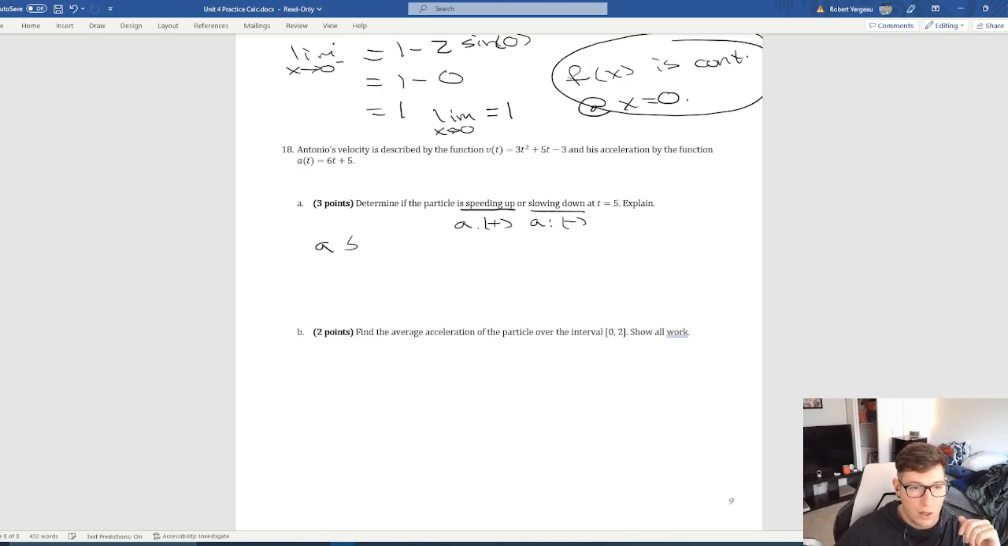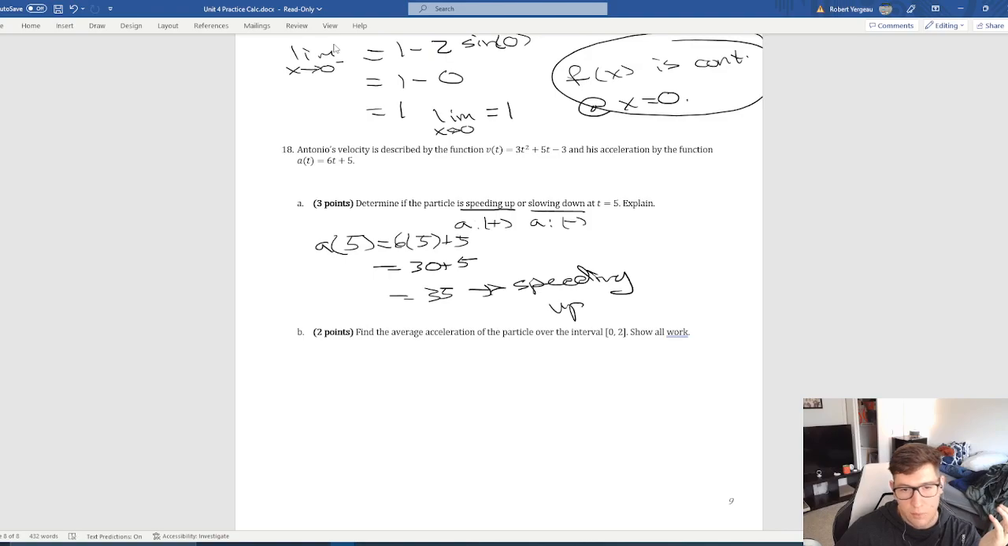And so I have a of 5, which is going to be 6 times 5 plus 5, which is 30 plus 5, 35. This is positive, right? This is a positive 35, which means that we are speeding up quite quickly, in fact. If our acceleration is 35, we're going pretty fast.